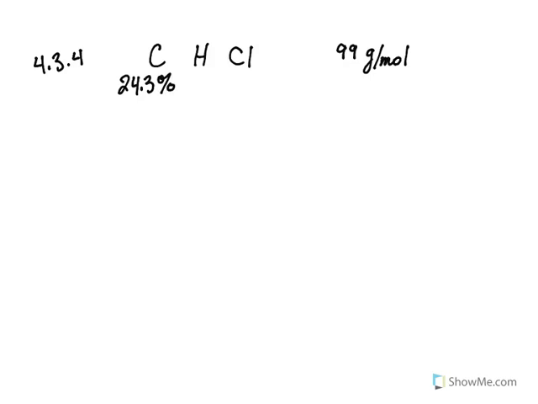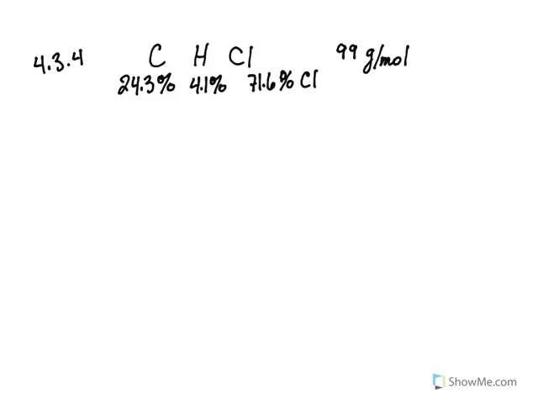So in problem 4.3.4, we have a compound made up of carbon, hydrogen, and chlorine that has a molar mass of 99 grams per mole, and it is 24.3% carbon and 4.1% hydrogen. Now the first step of this problem is, if it's only carbon, hydrogen, and chlorine, then that means that the remaining 71.6% must be chlorine.